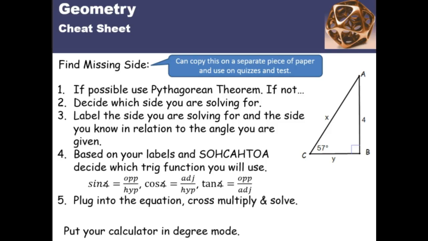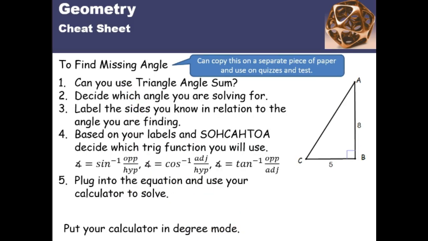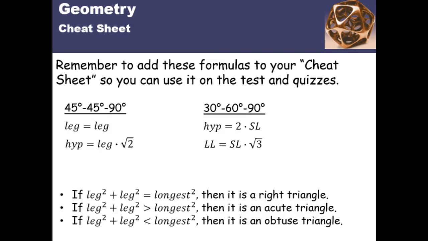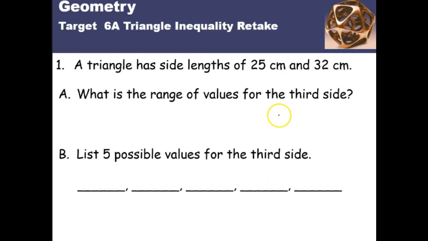Okay, this is the target 6A, which is the triangle inequality retake video, which is also part of chapter 9. We throw that one little bit of chapter 6 in chapter 9. So here are the cheat sheets. This is missing side, missing angle, and then this. There's really no cheat sheet for this. This you just have to remember.